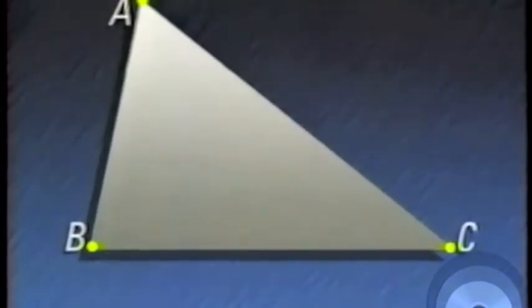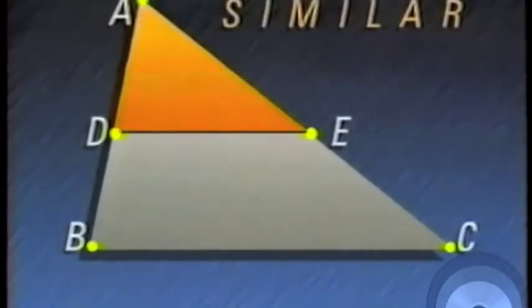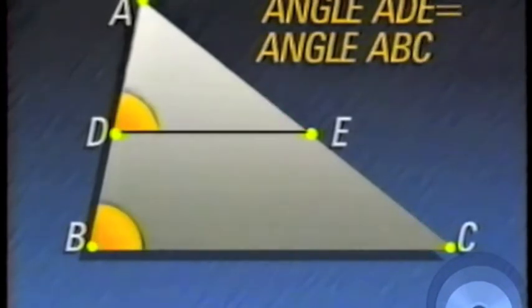Consider now any triangle ABC. Through any point D on AB, draw a straight line DE parallel to BC and intersecting AC in E. The triangles ADE and ABC are similar. Firstly, because angle AED equals angle ACB, these are corresponding angles, with AC as the transversal. Secondly, angle ADE equals angle ABC. These are corresponding angles with AB as the transversal.